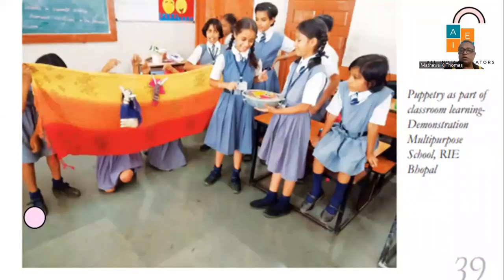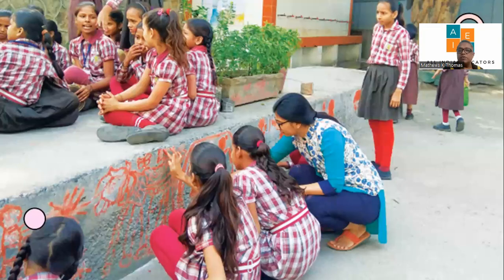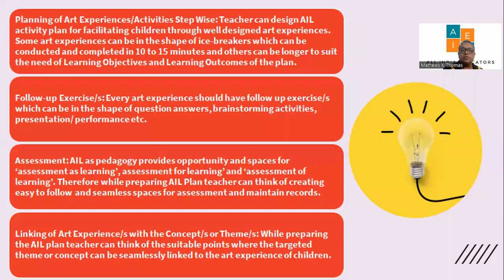This is another one, puppetry. Puppetry is used. Okay, this is from a school in Bhopal. This is again coloring the walls. Different examples I'm giving of what can be done as art integration. Now, we are going into the specifics.